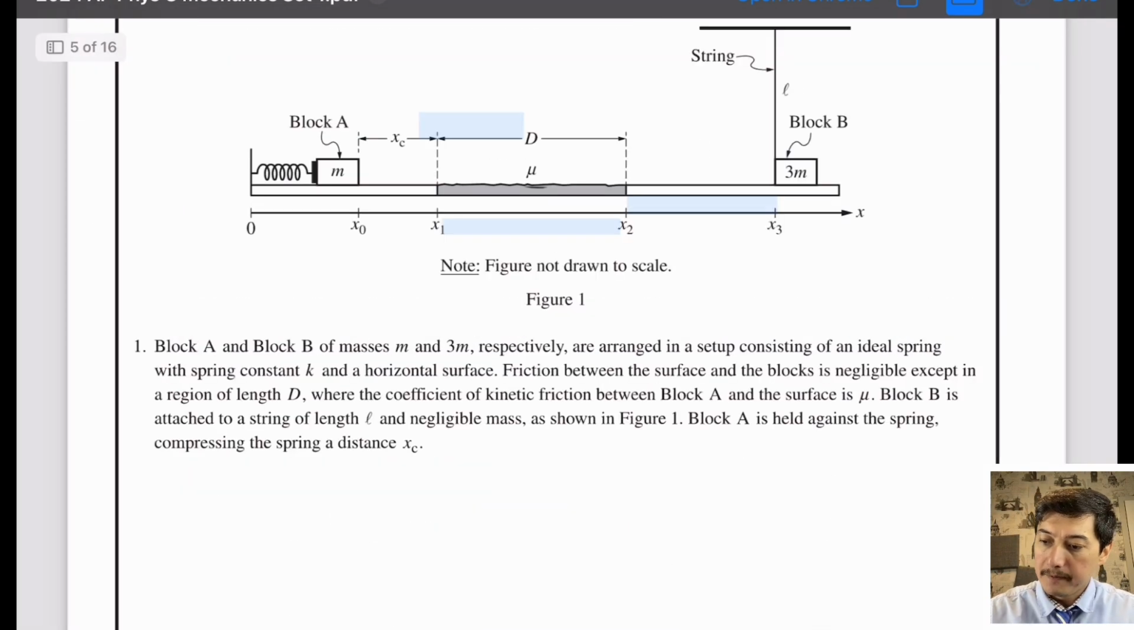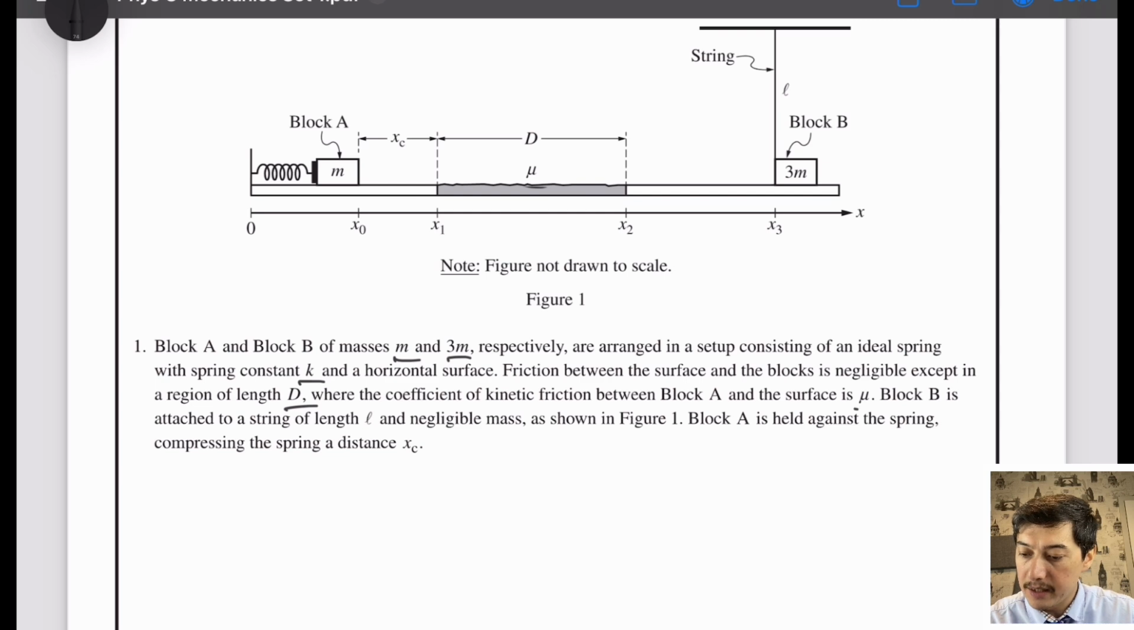Here's the first question. Block A and B of mass m and 3m respectively are arranged in a setup consisting of an ideal spring with spring constant K and a horizontal surface. Friction between the surface and the blocks is negligible except in a region of length d, where the coefficient is mu. Also from the figure we can see that region and the coefficient mu.